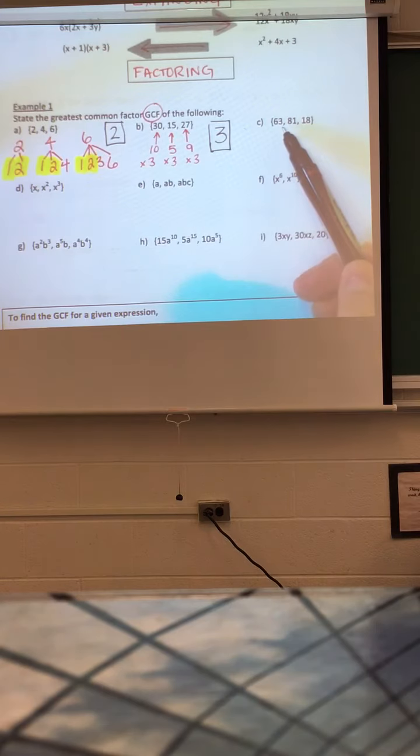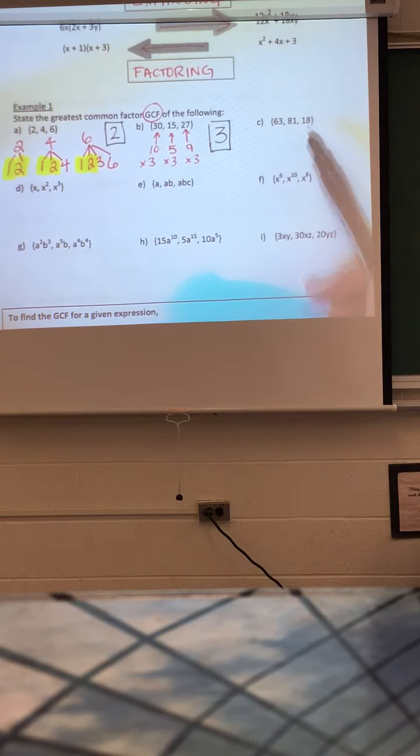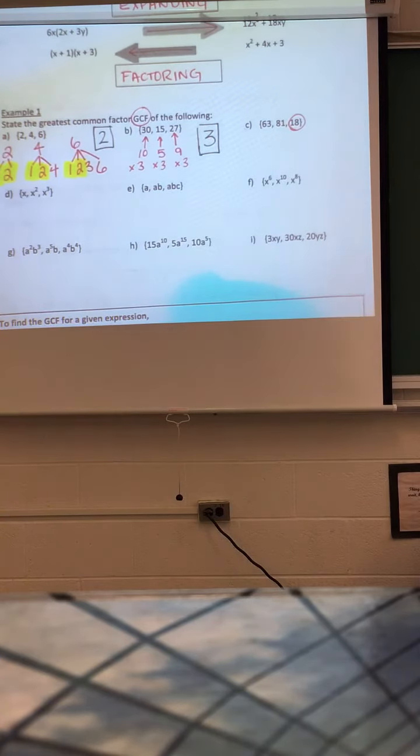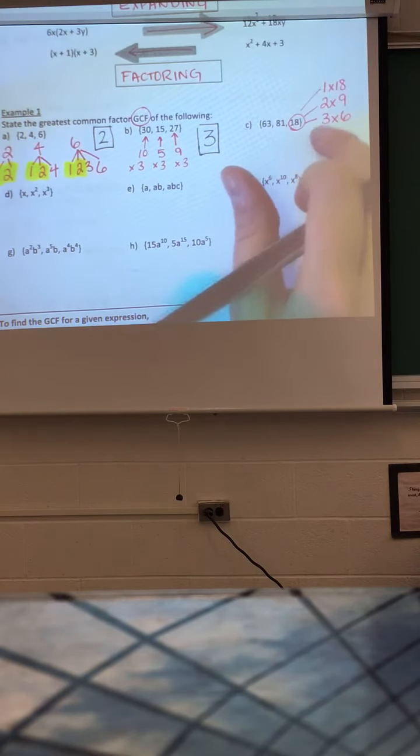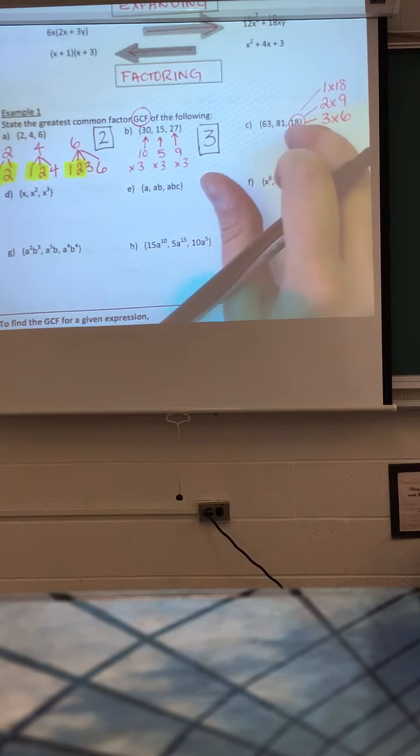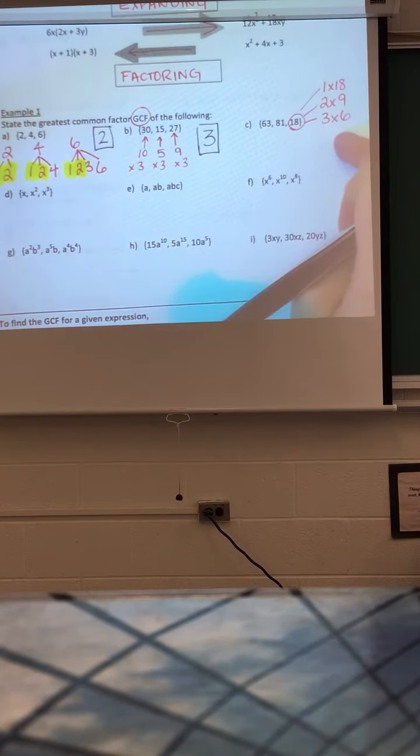Now let's look at the next one, 63, 81, and 18. So here, we're still looking for the greatest common factor, but our numbers are getting pretty big. But what you want to do as a rule of thumb is look at the smallest number, because it has to have the factors of the smallest number. So for 18, we can do 1 and 18, we have 2 and 9, and we have 3 and 6. Those are the only factors that we can possibly work with because 18 is our lowest number, and those are the factors associated with 18.